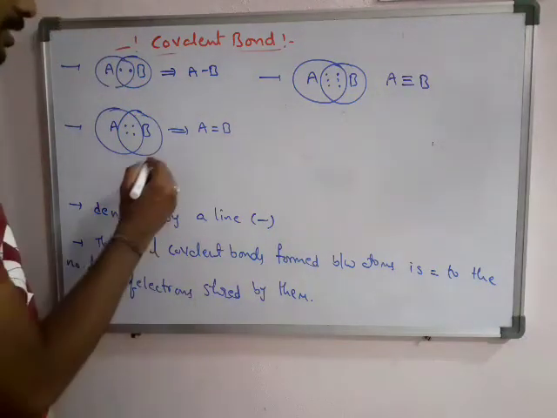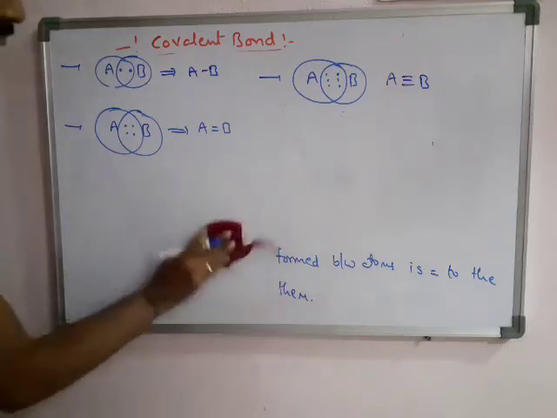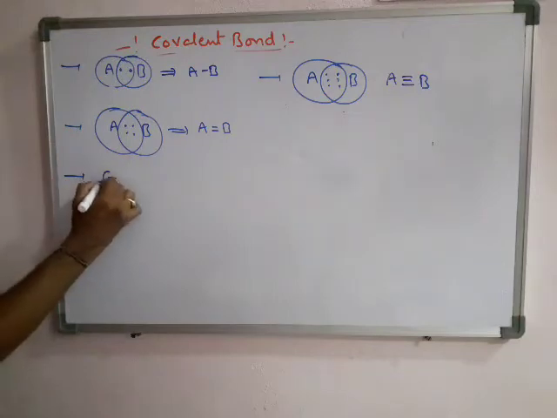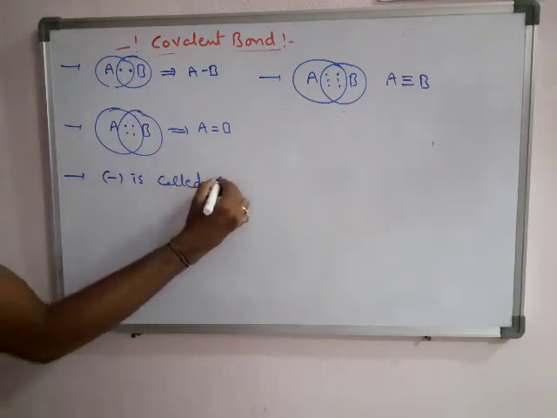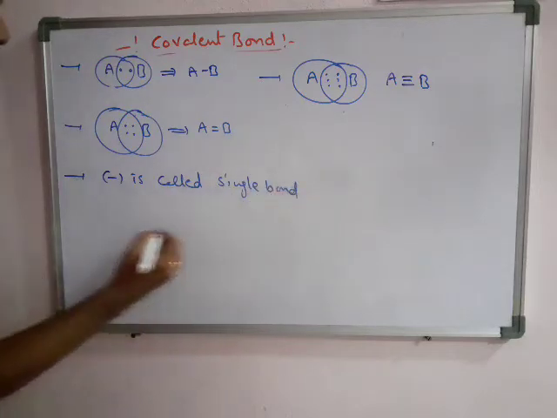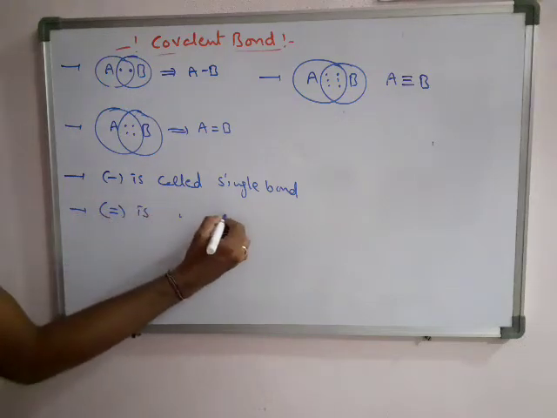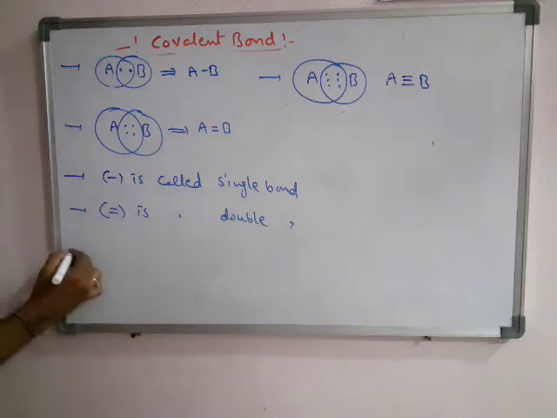The single line is called a single bond, and the double line is called a double bond.